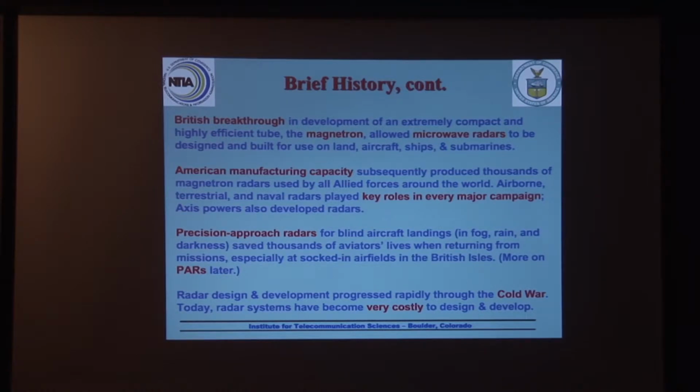About 20 years ago, I heard a talk by Luis Alvarez, who is an American physicist who was one of the designers of precision approach radars, and he talked about how they developed these at MIT Lincoln Lab during the Second World War. They had a particular problem, which was that aircraft were coming back from missions in Europe to England, and they were trying to land in completely socked-in conditions, fog, rain, darkness.